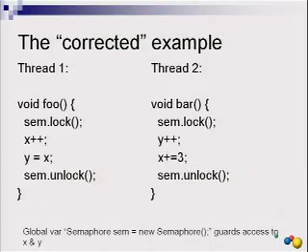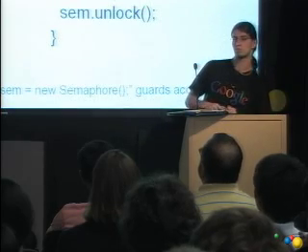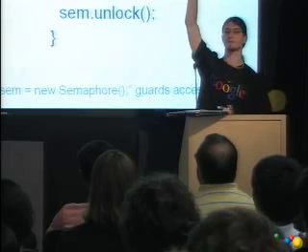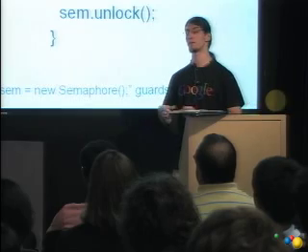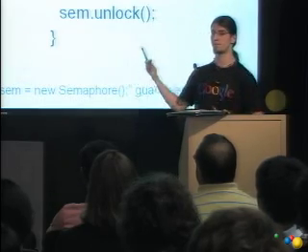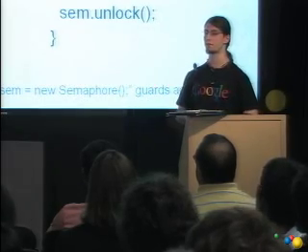So to go back to our example, we can create a semaphore object named sem, which is going to guard access to both x and y in these two threads. So does this solve the problem? Who thinks it does? Yes. Which problem? The question is which problem, and that would be that x and y can have multiple final values.